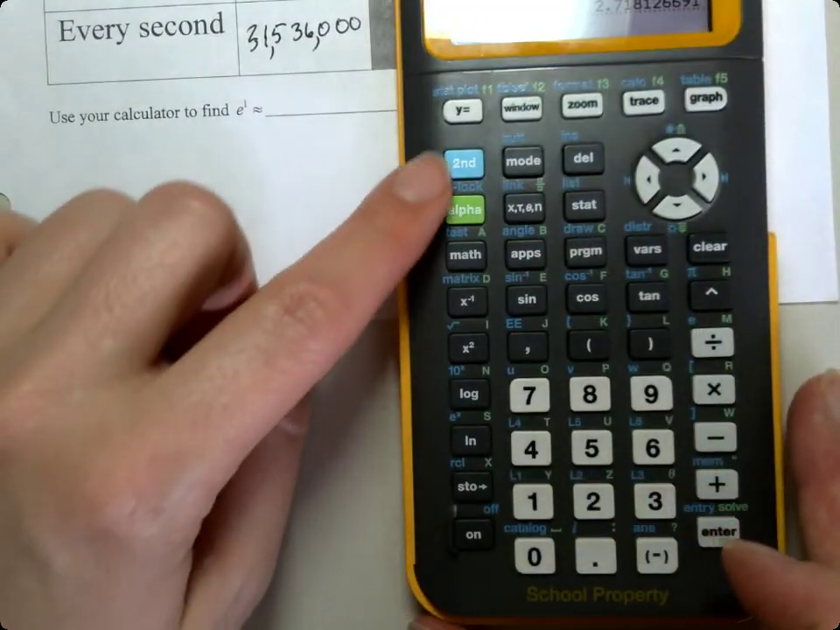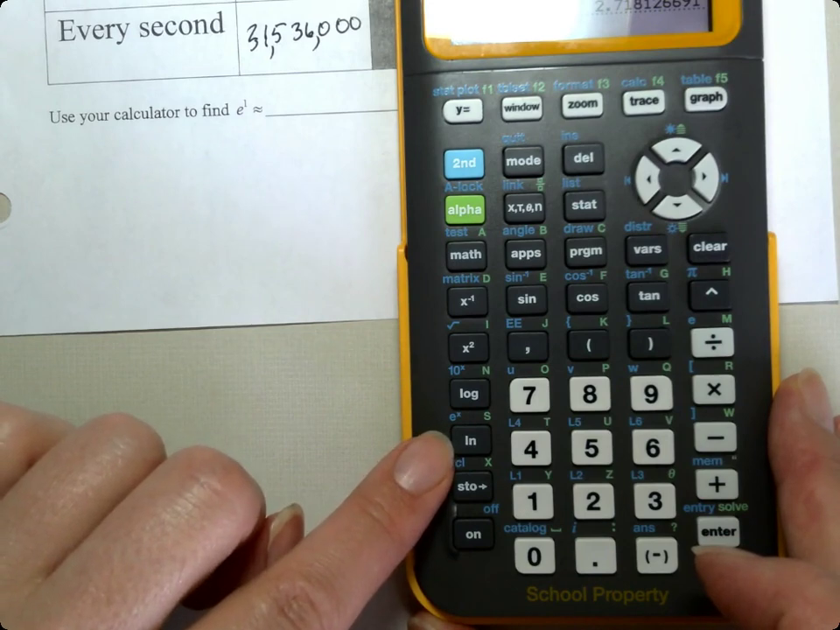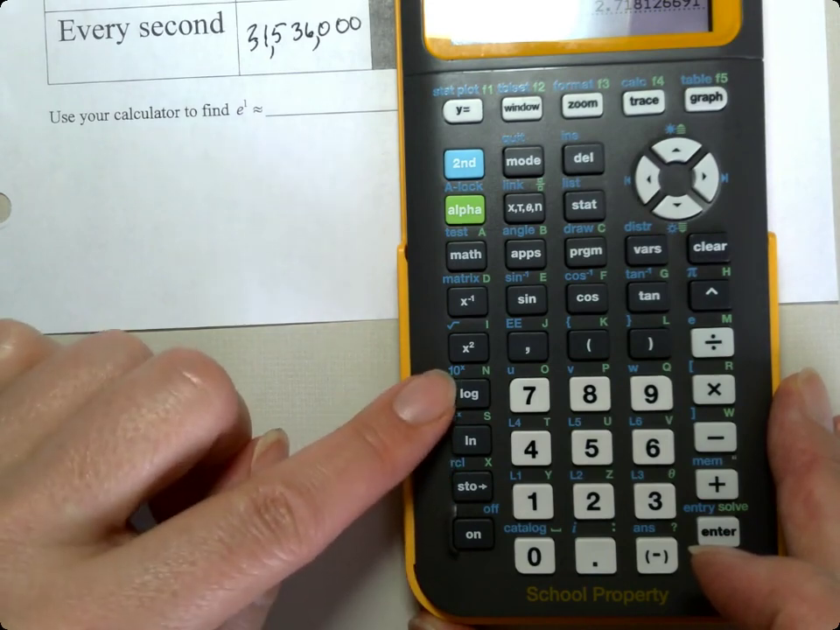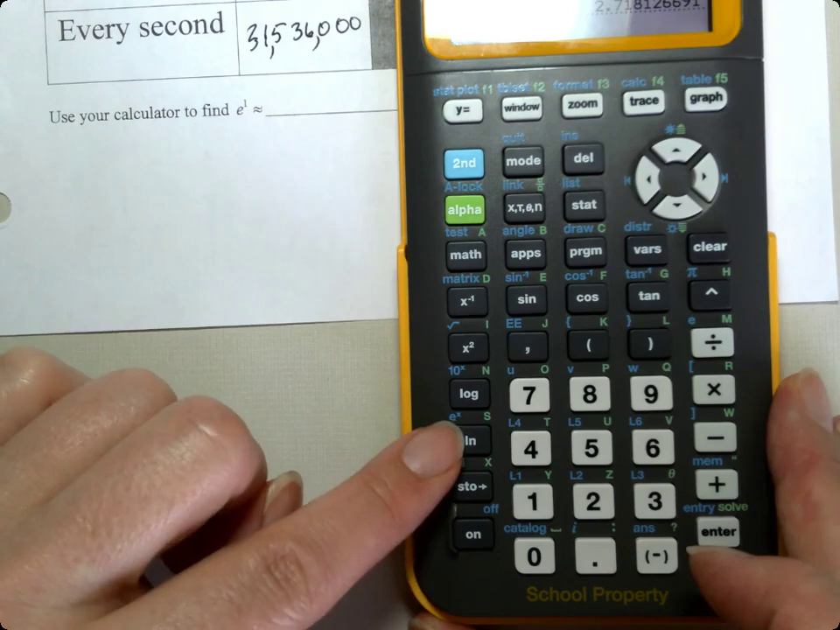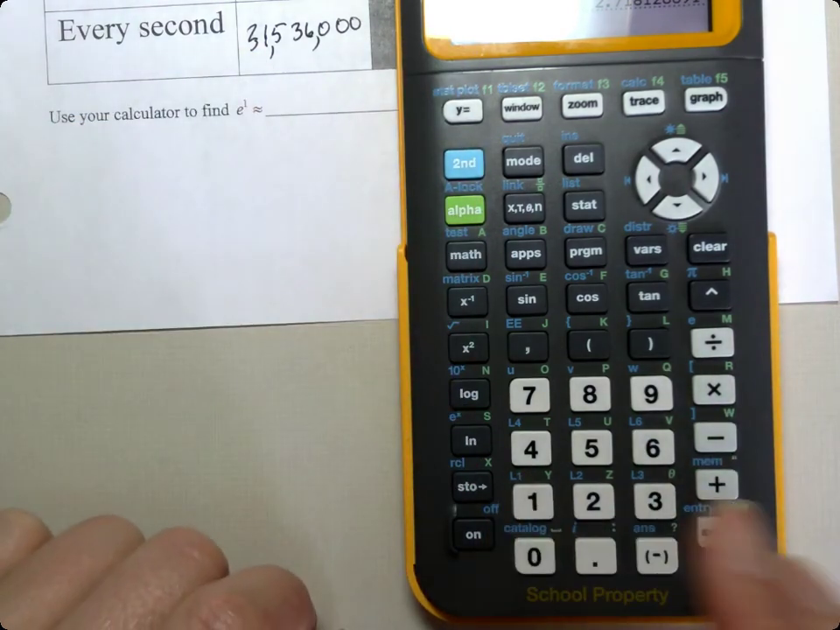All right, go down this row and see where it says natural log. That's your ln. See it? So there's your log key and 10 to the x. Here's your ln key, and look at the e above it. So hit second, natural log. There's e to the first.